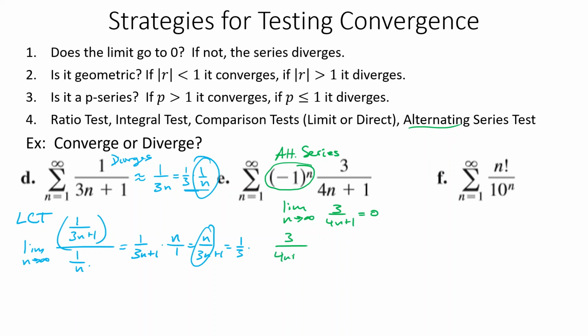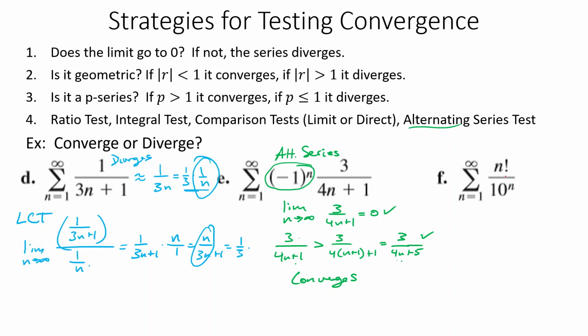3 over 4n plus 1, is that going to be greater than 3 over 4(n plus 1) plus 1? Well, that'd be 3 over 4n plus 5. So yeah, this bottom's bigger than this bottom, but the tops are still the same. So this does check out too. Both of them work, so that means it converges by the alternating series test.